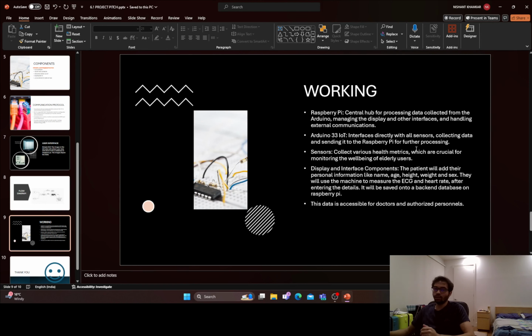Arduino will act like a collecting body which will collect all the sensor data and transmit it to Raspberry Pi. The sensors will collect all the health metrics, the health data, which is ECG and heart rate, and send it to the particular bodies. And the display unit GUI will display all the patient data. It will record all the patient's information and show it to the particular healthcare professional. And it will be accessible only to authorized doctors and authorized personnel.